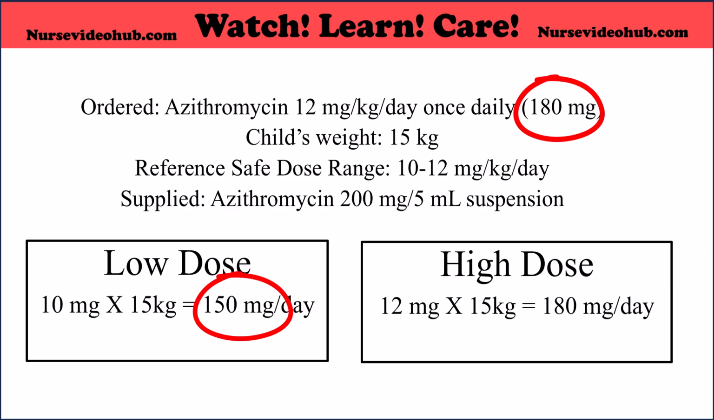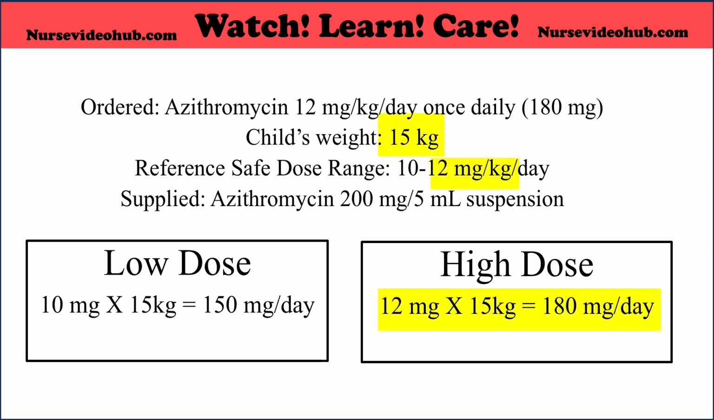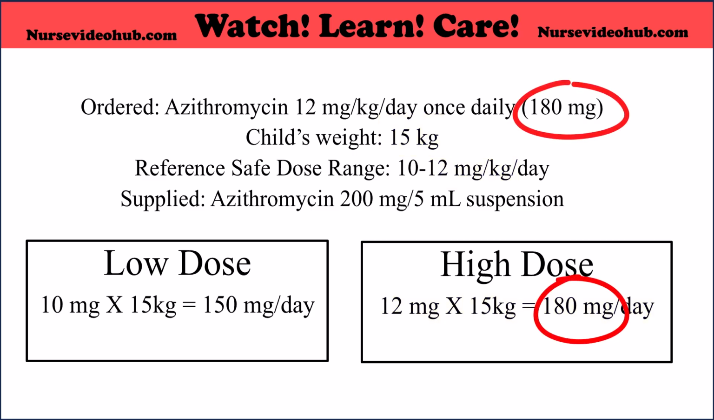Now you need to ensure it's at or below the high dose. The high dose is 12 milligrams times 15 kilograms. The high dose is 180 milligrams daily. This number corresponds to the 180 milligrams ordered. This dose is safe, falling between the low and high dose range.